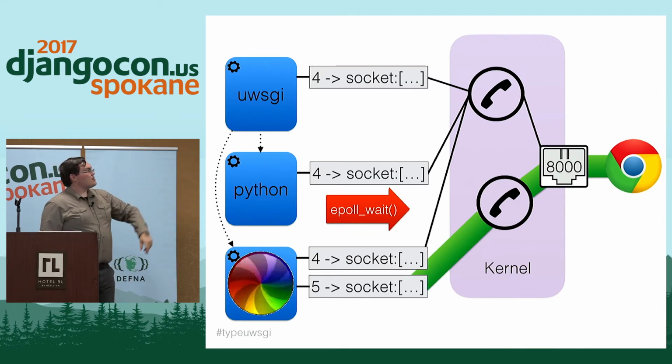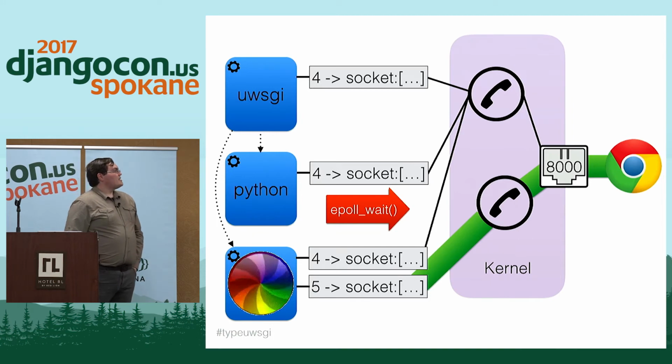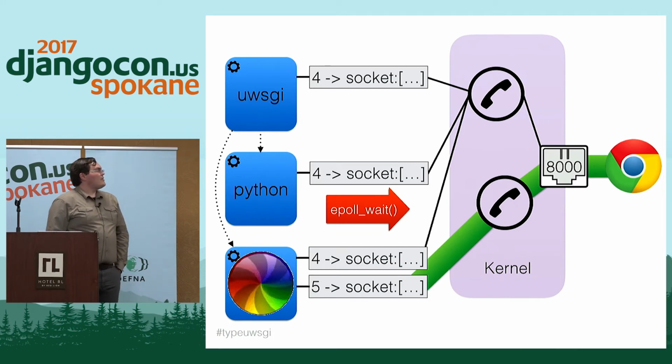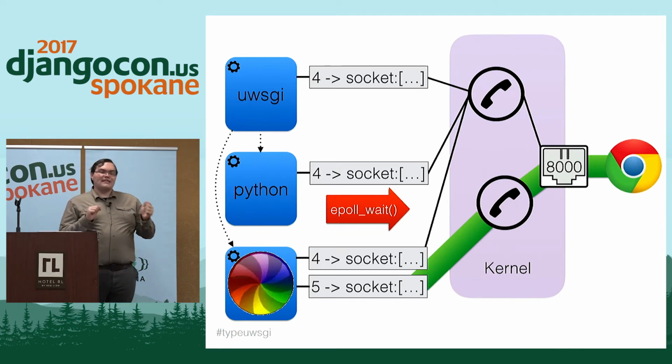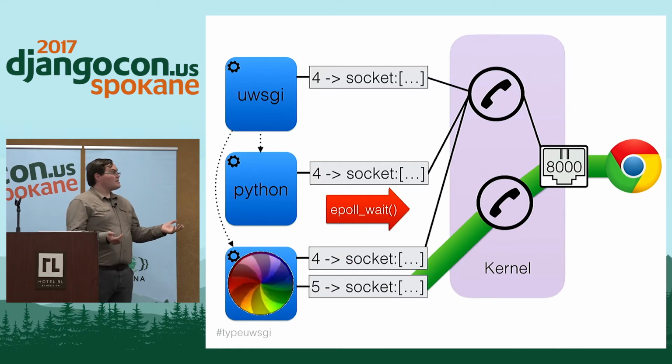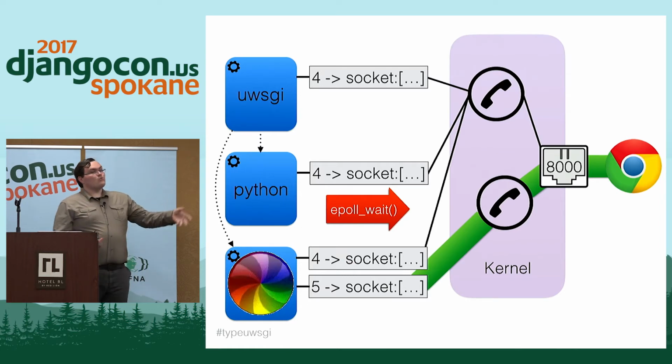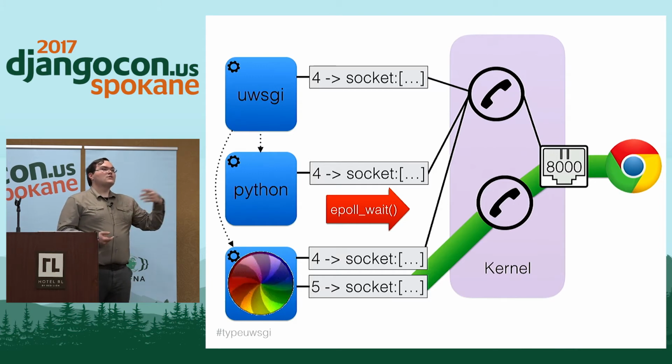Through a combination of syscalls and sockets, uWSGI sets up a connection and then passes references to that connection to its worker processes, its child worker processes, and those child worker processes accept the connection to handle the request.